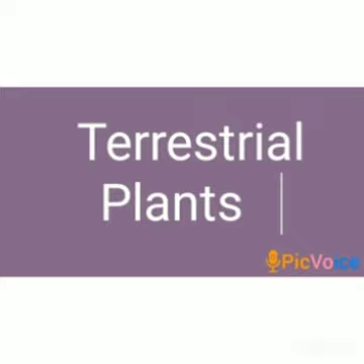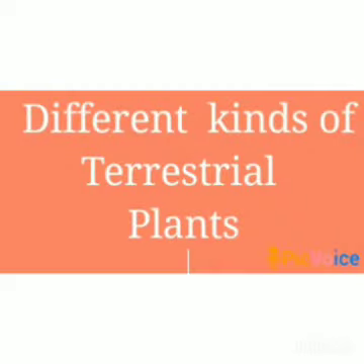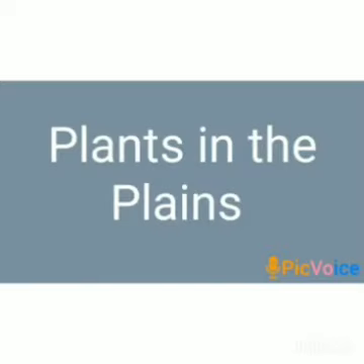Today we are going to study about land or terrestrial plants. So plants that grow on land are called terrestrial or land plants. There are different kinds of land areas where these plants are grown. Let's see different kinds of terrestrial plants. Plants in the plains. Let's see the important features and the plants that are grown here.